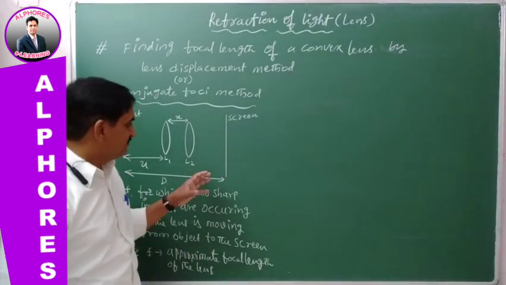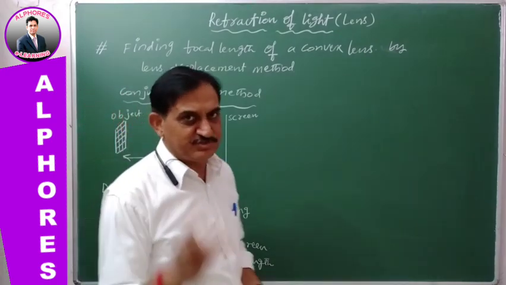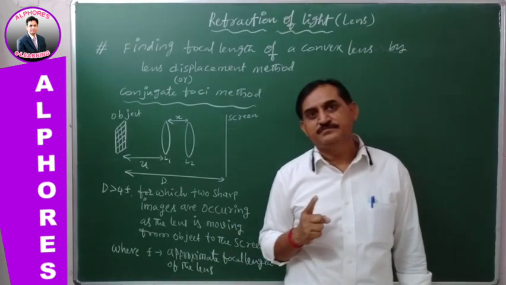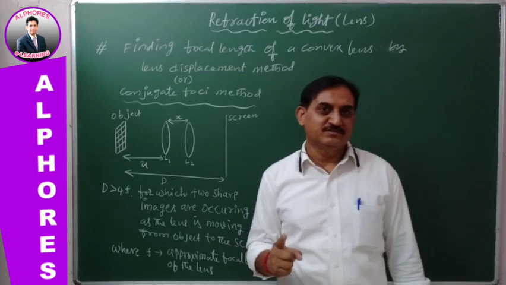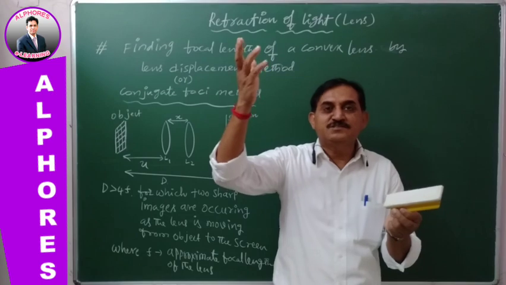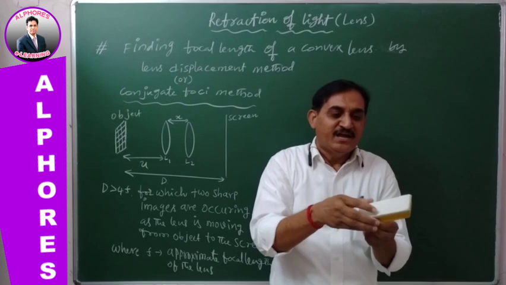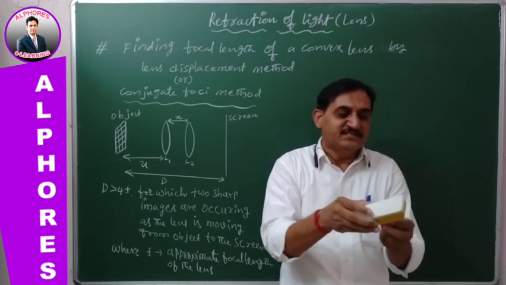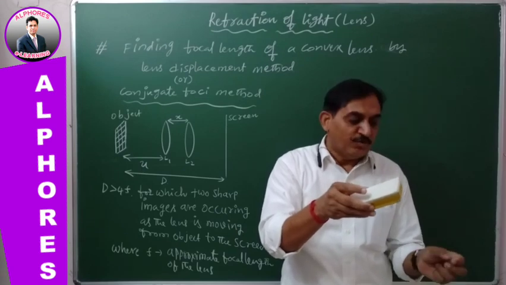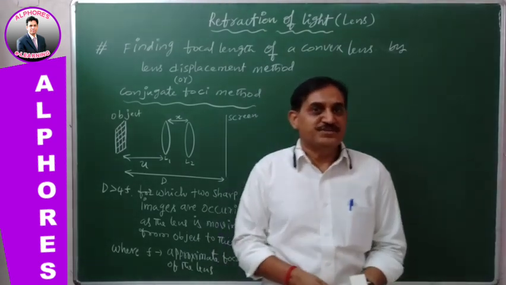Of course, for any lens, suppose there is a convex lens, its focal length can be found by three methods. Number one, by the distant object method. Distant object method means when the lens is kept exposed to the sunlight, then the sun is at infinity, the light is parallel to the principal axis of the lens, and after refraction the light rays converge to the focus point. Therefore the distance from the focus point to the lens gives the focal length. This is the distant object method.